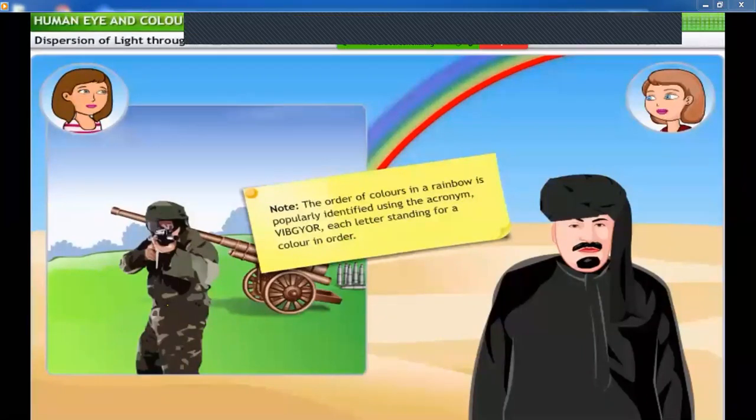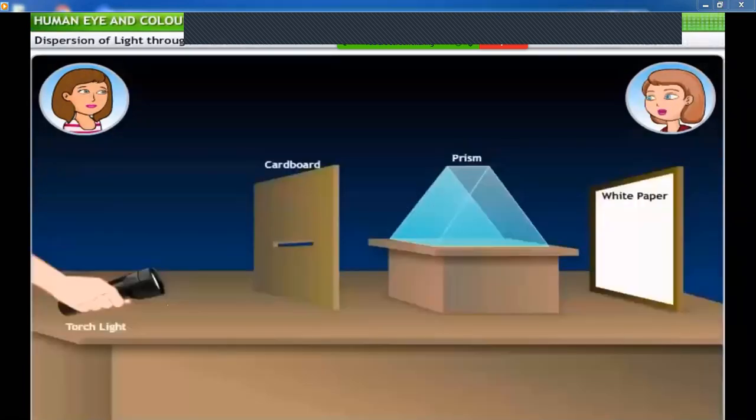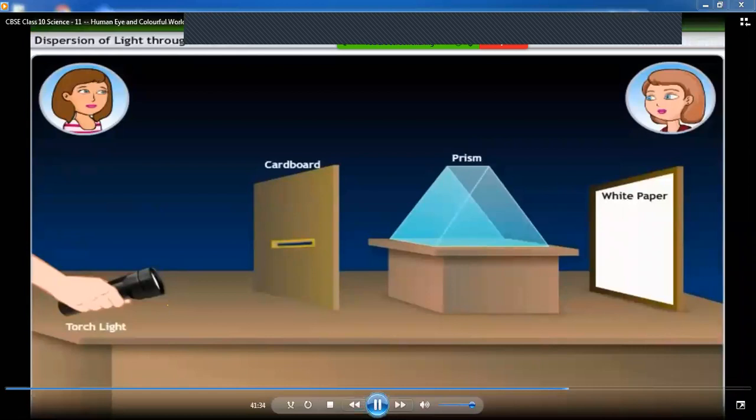The same order of colors is visible in a rainbow. But a rainbow has bands of colors. Don't worry. We can create bands too. Suppose you replace the cardboard having a small pinhole with the cardboard having a horizontal slit.